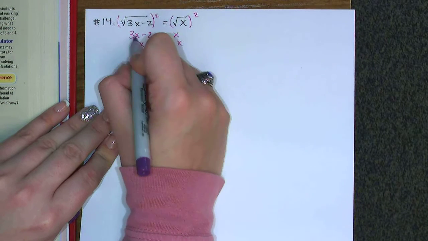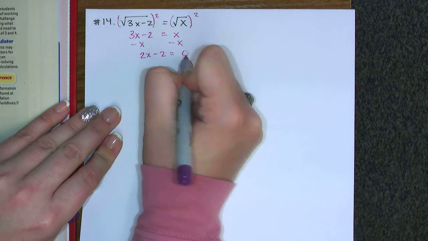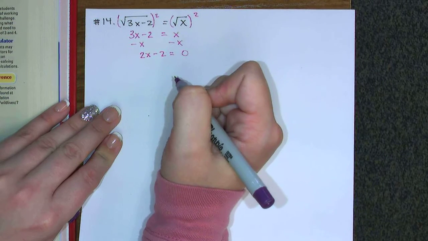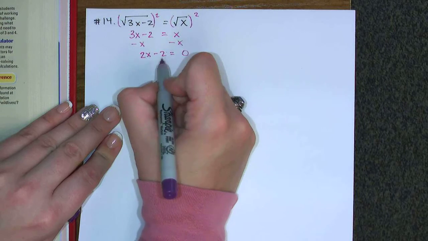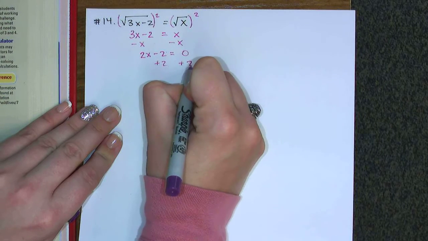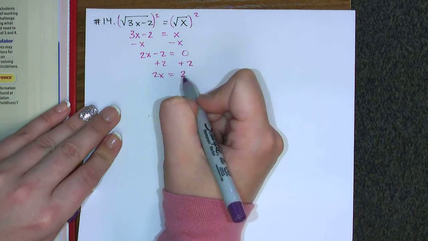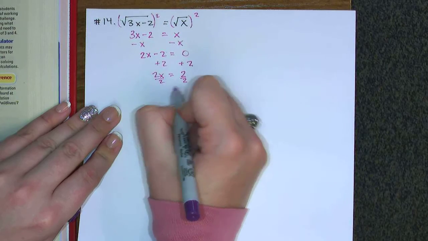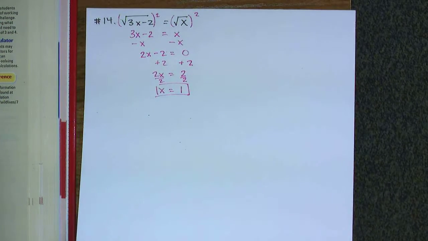So 3x minus x is 2x minus 2 is equal to 0. Now, I still need to get x by itself, so I'm going to add this 2 over. So 2x is equal to 2. Divide by 2. X is equal to 1. But we still have to check it.